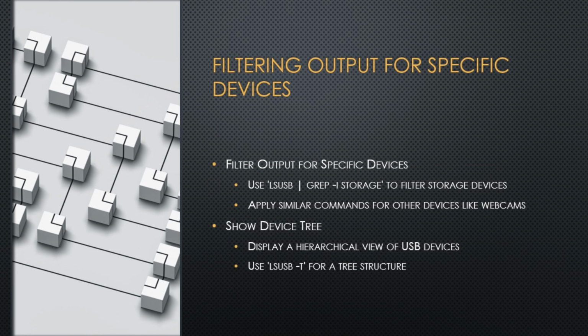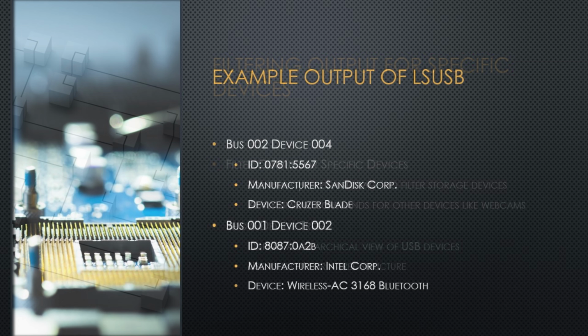If you're looking for specific devices, such as storage devices or webcams, you can filter the output by issuing lsusb | grep -i storage. In order to display a hierarchical view of the USB devices, execute lsusb -t. This will show how the devices are connected in terms of their tree structure, including the speed.